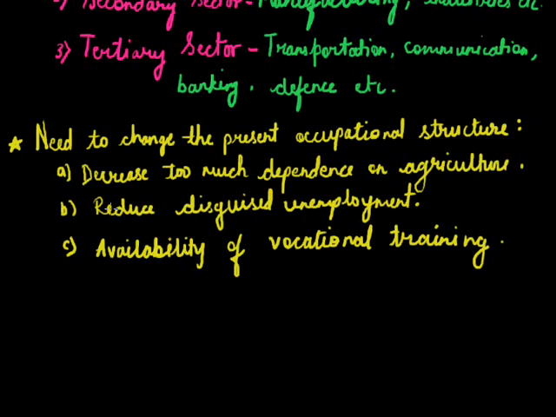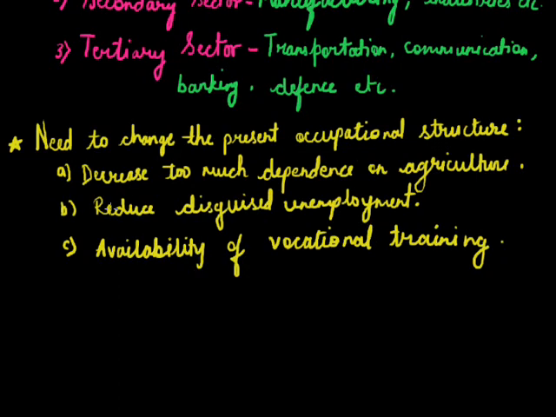We can reduce disguised unemployment by providing them vocational training. Giving them skills will help them work in factories, industries, and earn an extra income for their family. So, what is required here is that the occupational structure of the country needs to be balanced, because we are not able to inculcate all the human resource available in the country in a fruitful manner.